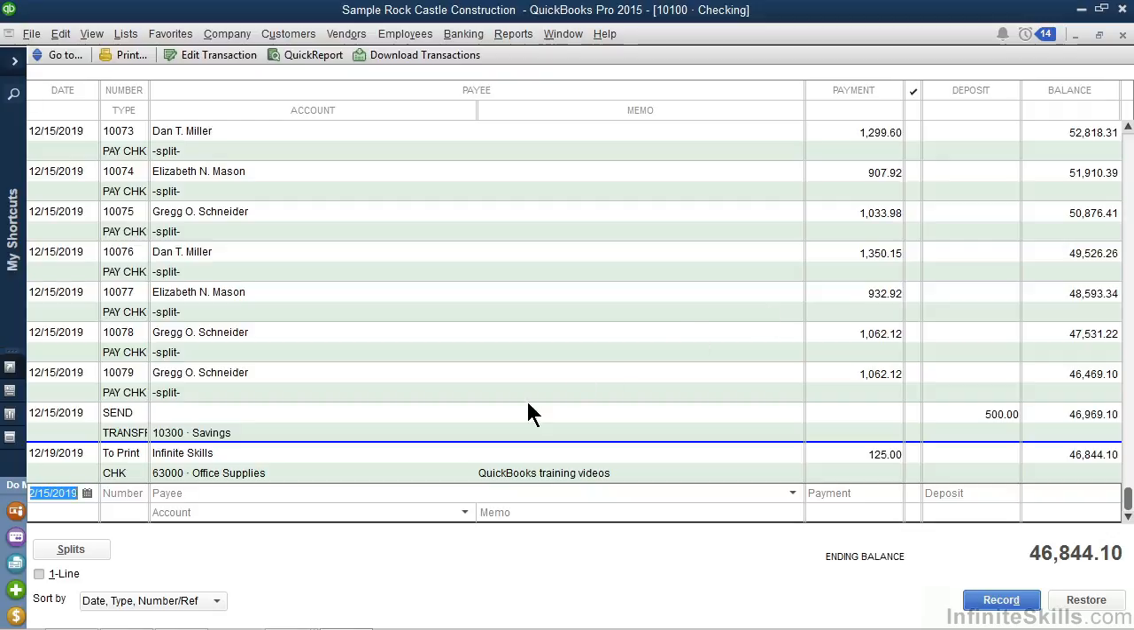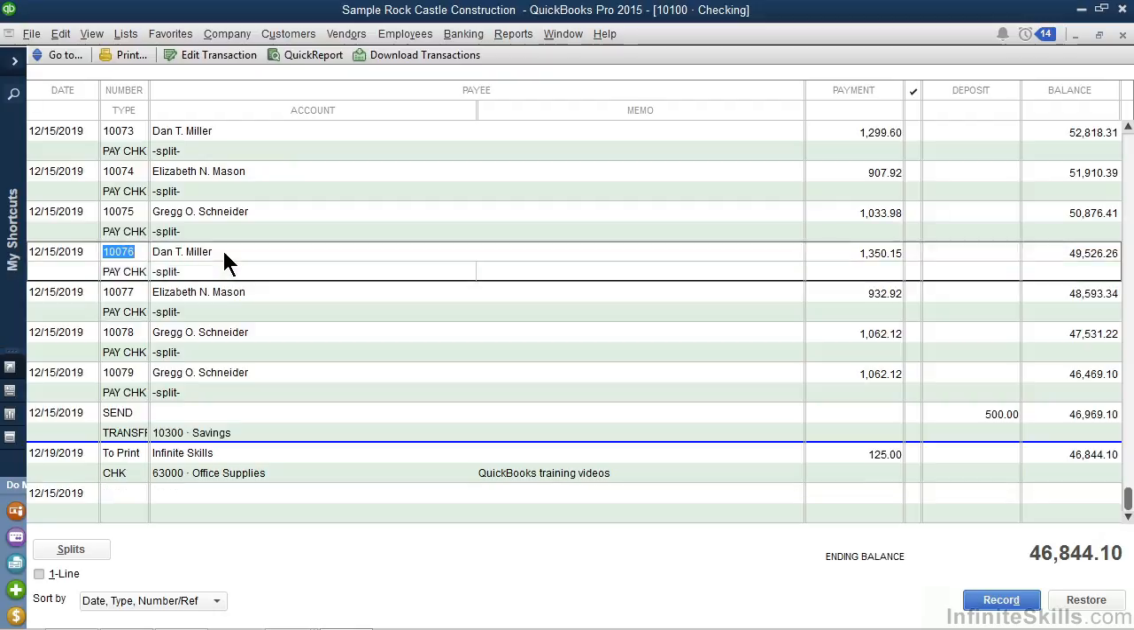If we look carefully at the very bottom of the screen, we notice that the register always opens with the cursor in the next available transaction, so we can simply start typing and enter new transactions. If we want to edit a different transaction, we can move into the register itself and simply click and type.